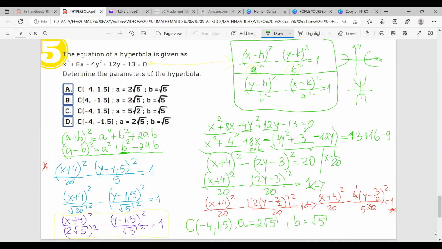So let's look at the answers. Which one is the correct answer? Center minus 4, 1.5. Looking at the A equals to 2 square root of 5 and B square root of 5. So it seems as if A fits the bill here. Just want to make sure there's nothing else. So this is minus minus. This is, yep, the correct answer is A.